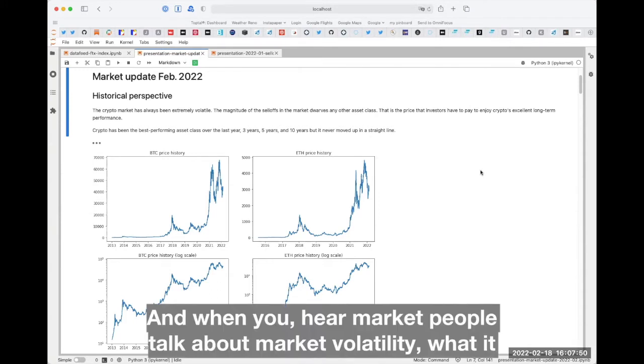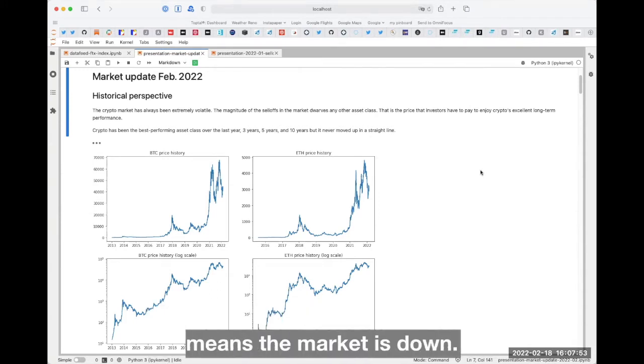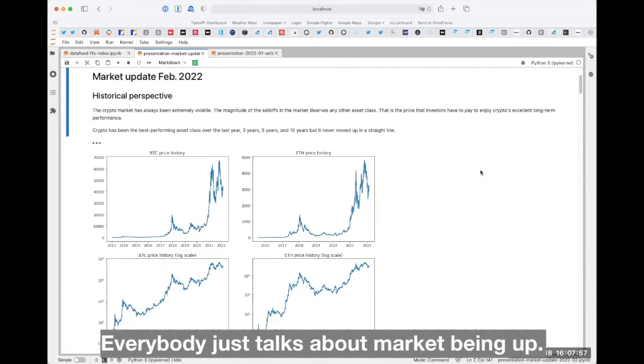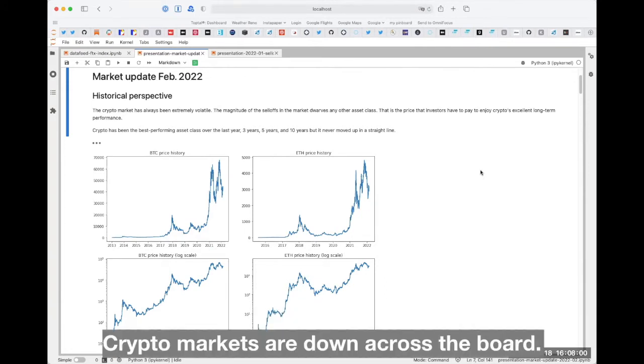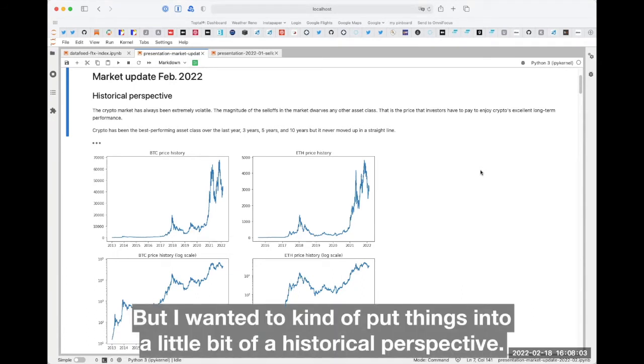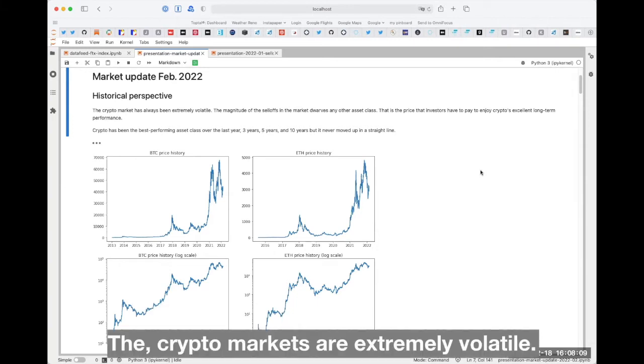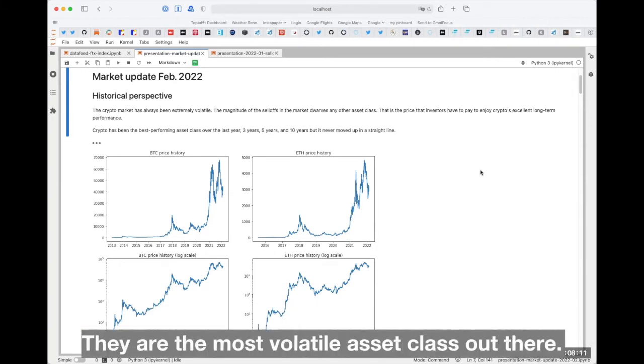And when you hear market people talk about market volatility, what it means is the market is down. When the market is up, nobody talks about volatility. Everybody just talks about the market being up. Crypto markets are down across the board, but I wanted to put things into a little bit of a historical perspective. The crypto markets are extremely volatile. They are the most volatile asset class out there.